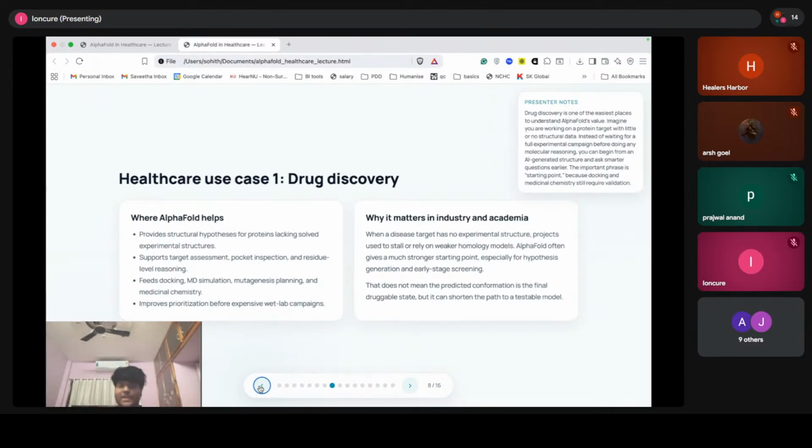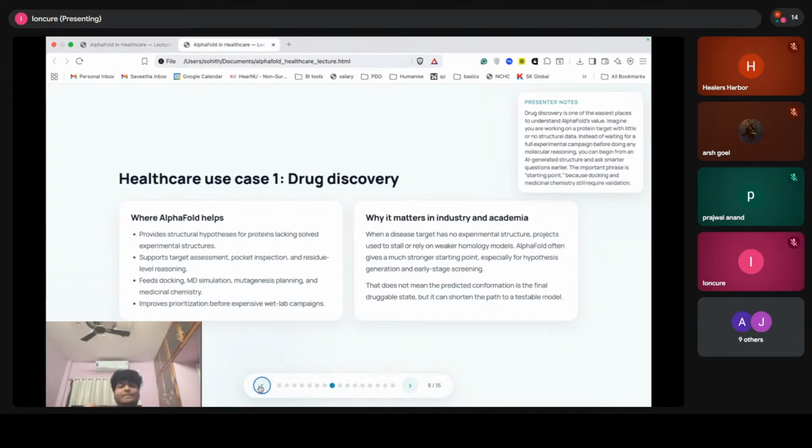So here is where AlphaFold helps, because it provides structural hypotheses for proteins lacking solved experimental structures, and it also supports pocket inspection, residue-level reasoning, target assessment, and it feeds simulation data, docking data, and various other things, and also it improves prioritization before expensive wet lab campaigns. So it is a massive breakthrough in this space.